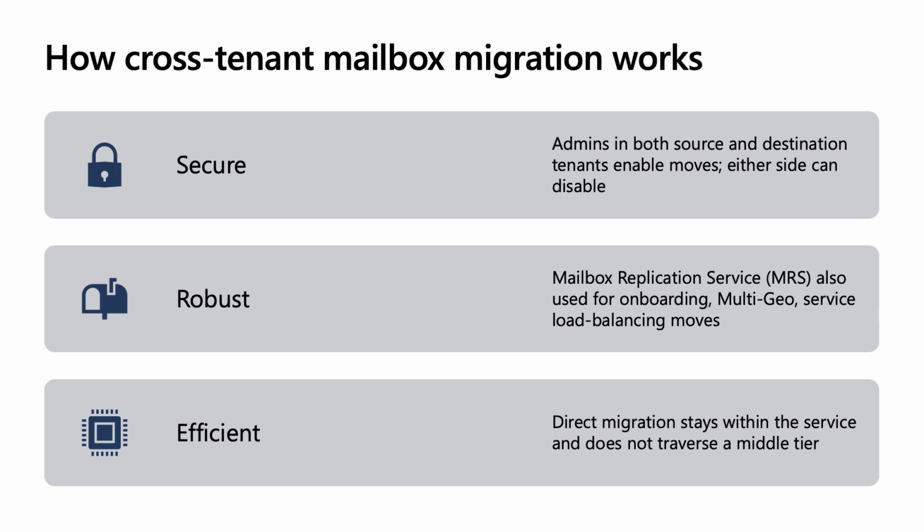Second, the service is robust. We use the Mailbox Replication Service, or MRS, for cross-tenant moves. And this service is already used for onboarding moves, multi-geo, as well as service load balancing at scale. Finally, the service is efficient. We use direct migration from tenant to tenant, and the data does not traverse a middle tier.